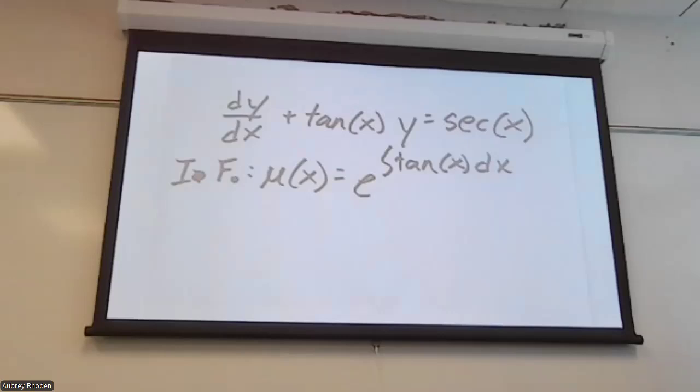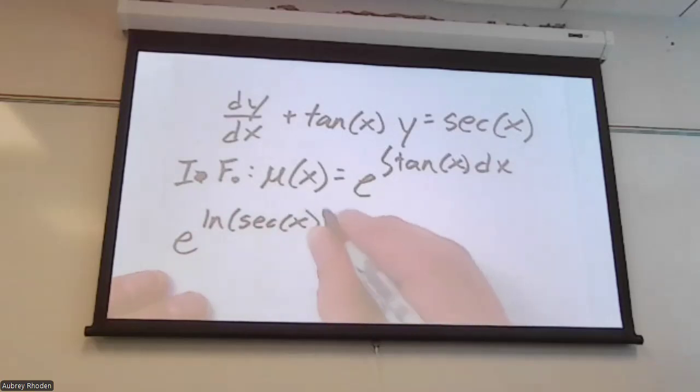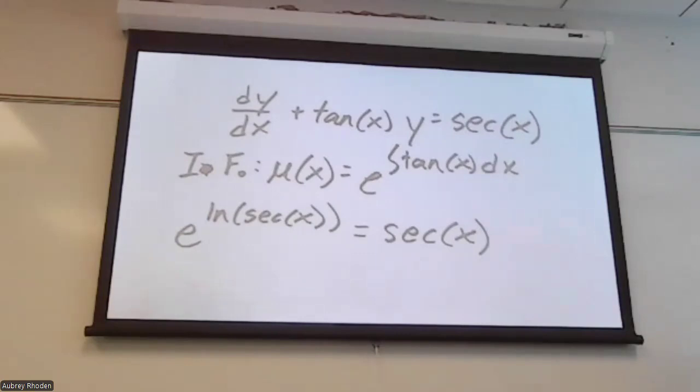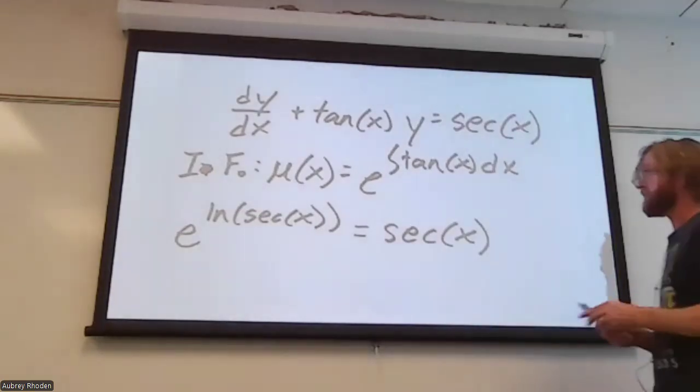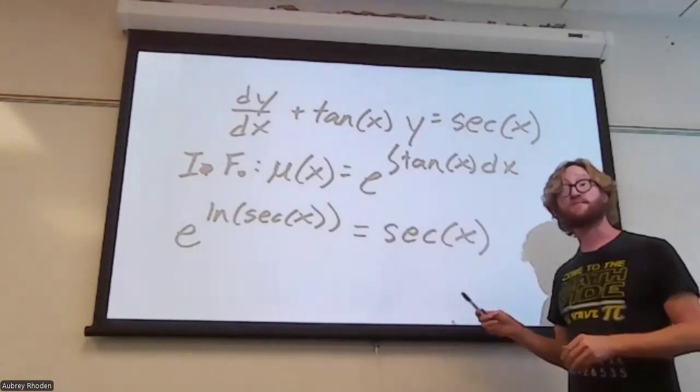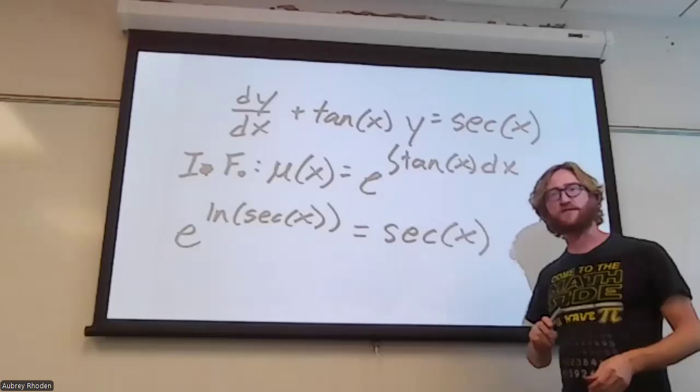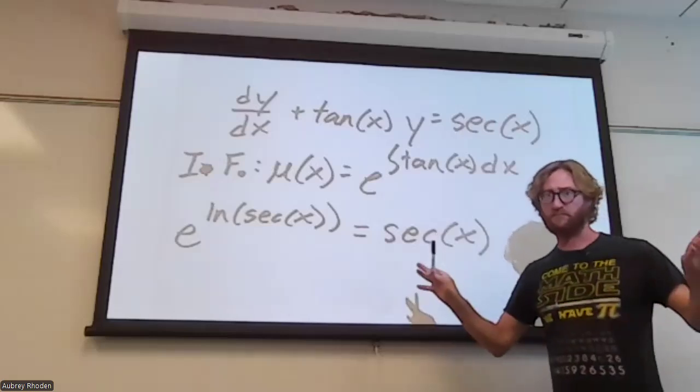Now the antiderivative of tangent is the natural log of secant. But we have an e and a natural log, and so this ends up being secant of x. So our integrating factor for this problem is actually just secant of x. Now we're going to take our integrating factor, secant of x, and multiply the entire problem by it.